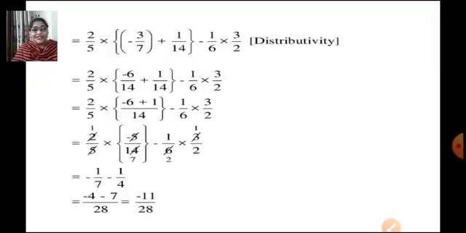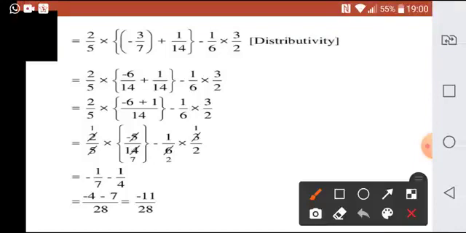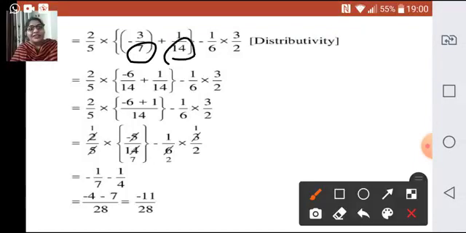So here you can see, children, 2 upon 5 common, in bracket minus 3 upon 7 plus 1 upon 14, bracket close, minus 1 upon 6 multiplied by 3 upon 2 as it is. So this will be equal to 2 upon 5 multiplied by, now here you have to take the LCM. So you can see here the denominator is 7, here the denominator is 14. If the denominators are different, children, if they are unlike, then we cannot add them, right? First you have to take the LCM and then you have to add.